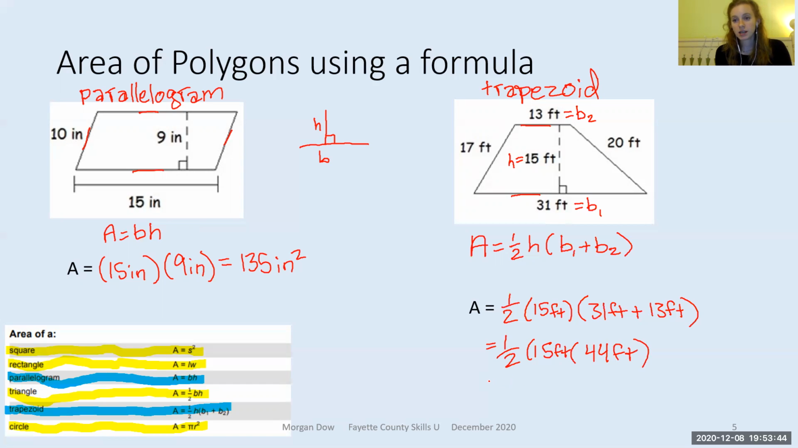And now I just have multiplication left. So I have a half times 15 times 44. You can do this multiplication in whatever order is convenient to you. But when you do a half times 15, that'll give you 7.5. And then 7.5 times 44 will give you 330. So it's 330 square feet.